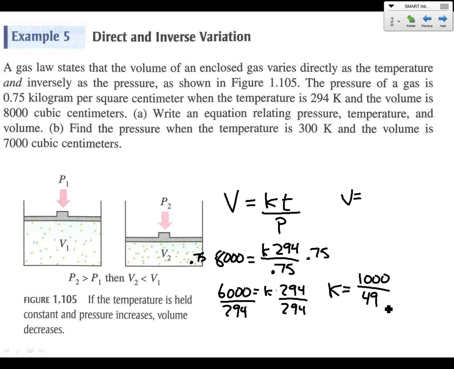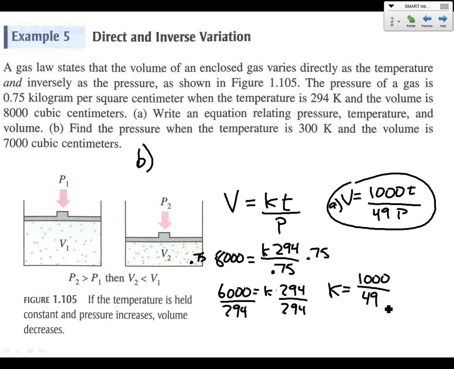So our equation is V equals 1,000 T in the numerator, over 49 P in the denominator. That would be the answer to the first part. That's A. Part B, find the pressure when the temperature is 300. I'm going to put it over here, just for the space. Let's find the pressure. So we will not know pressure. P will be a variable. The temperature is 300, so 1,000 times 300, and the volume is 7,000.